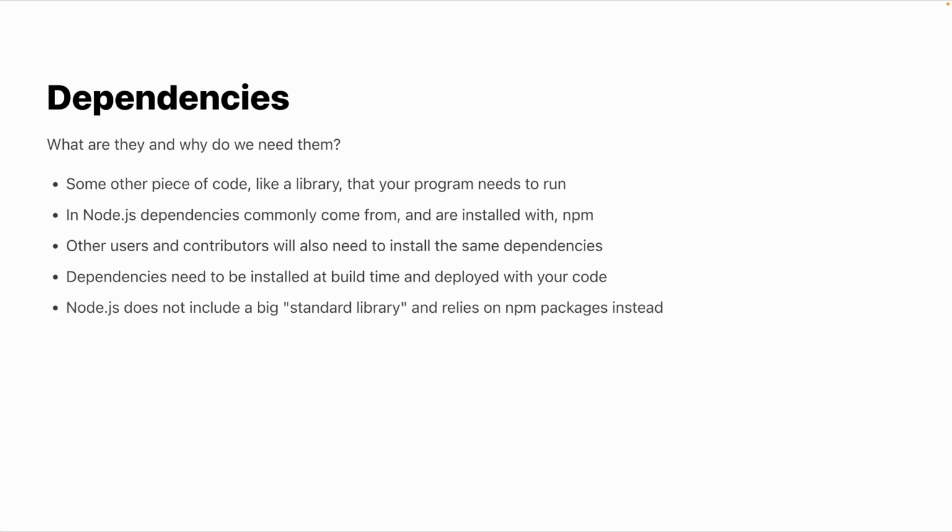Node.js does not include a big standard library and relies on npm packages instead. Node has a particularly small standard library, and an early architectural decision was to have a small core. This made packages on npm the choice for any additional functionality, and is why we see packages like isNumber with millions of weekly downloads.